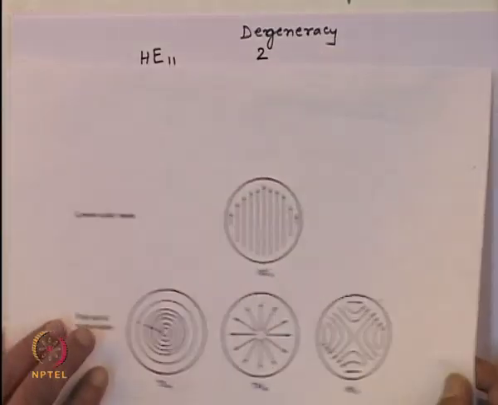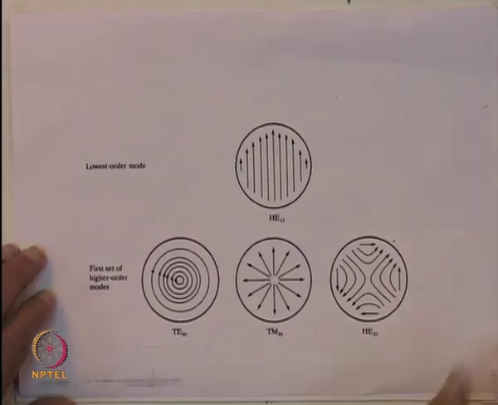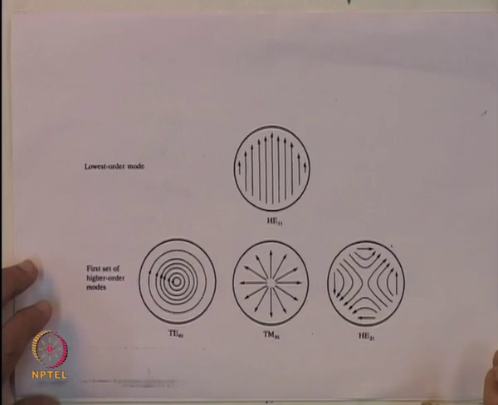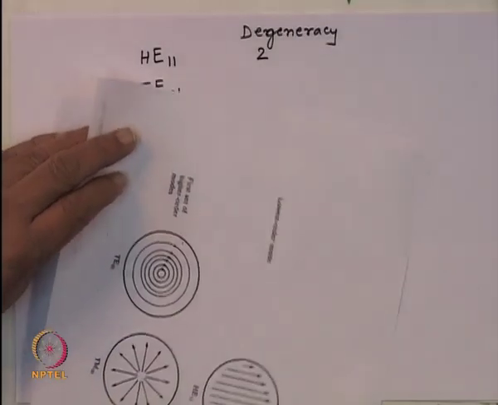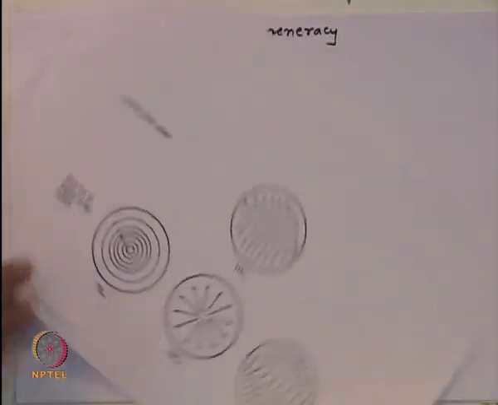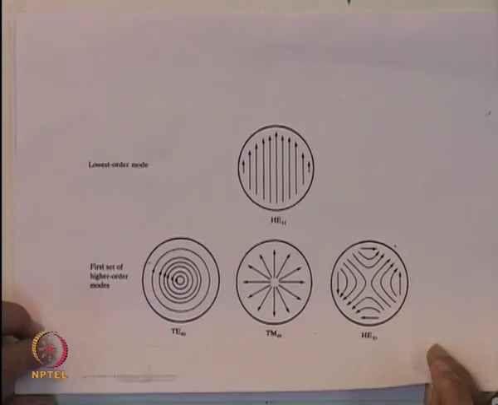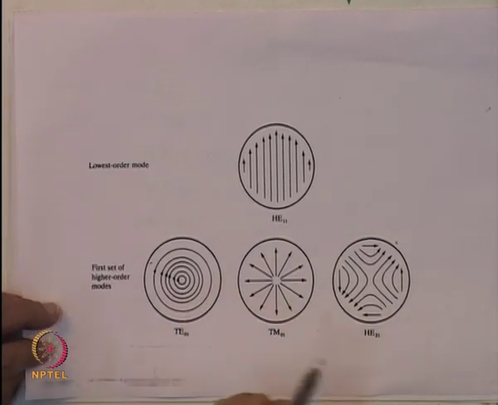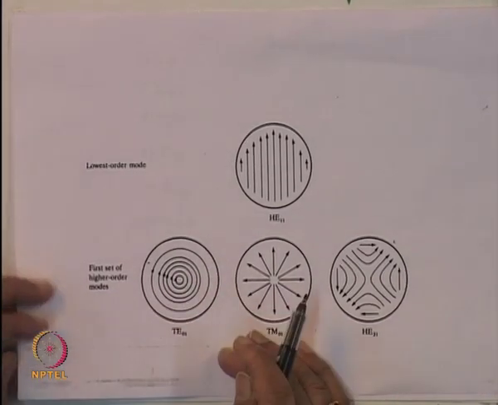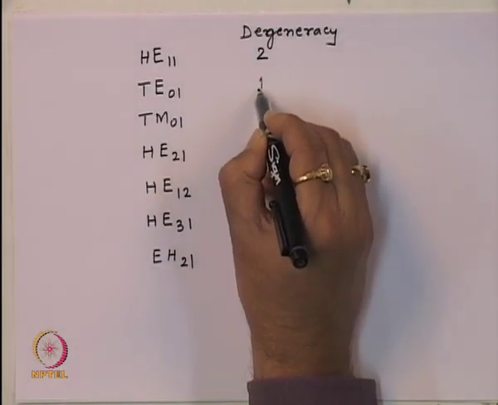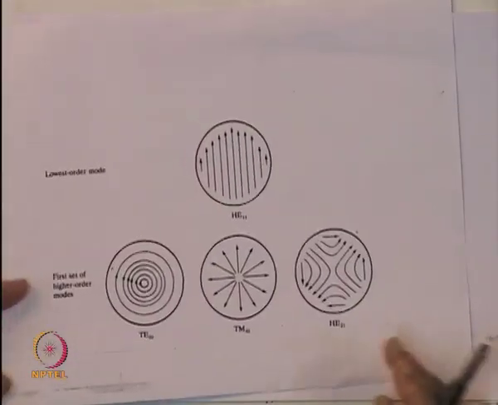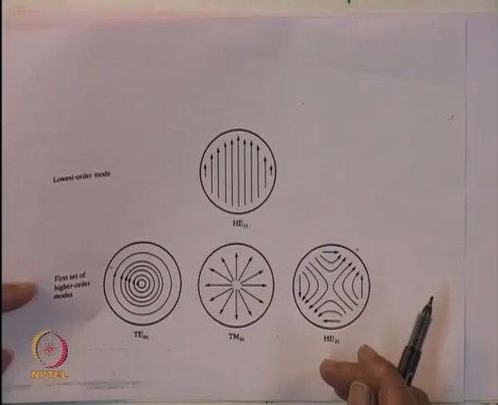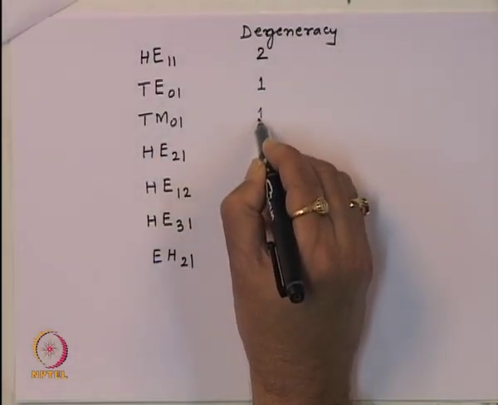What about the TE01 mode? For the TE01 mode, the field distribution is given like that. Now, since the field is oriented this way, no matter what orientation you have, you get actually the same field distribution. That means, for this the degeneracy is 1, because there is only one field distribution which you can get for the TE01 mode. The same is true for TM01 also, because if you orient this, you will get the same field distribution. So, the degeneracy for this is 1.